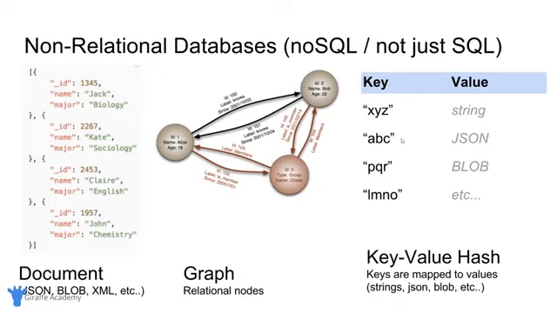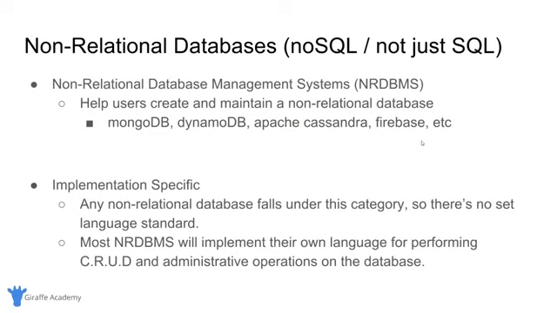So these are just three common examples of what NoSQL or non-relational databases might look like, or how they might store their data. And just like with relational databases, we can have non-relational database management systems. These help users to create and maintain non-relational databases. Some examples would be MongoDB, DynamoDB, Apache Cassandra, Firebase. There's a bunch of these popular NoSQL databases that have been sprouting up over the last decade or so.